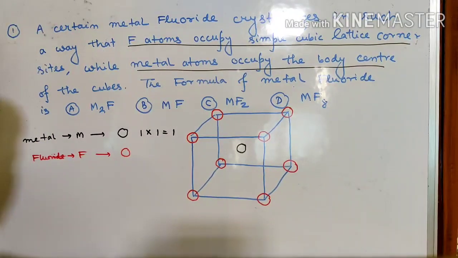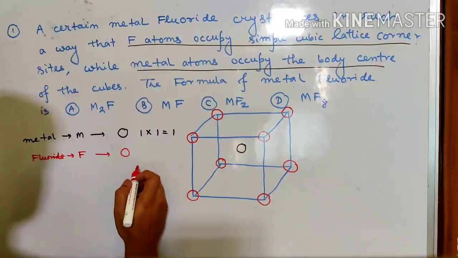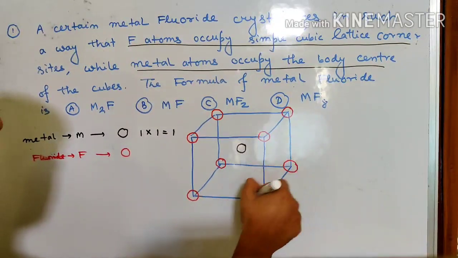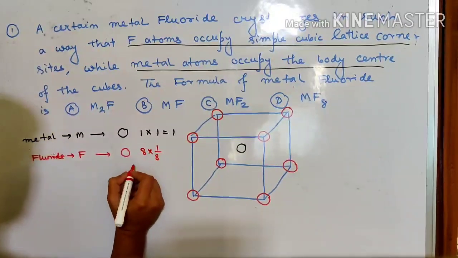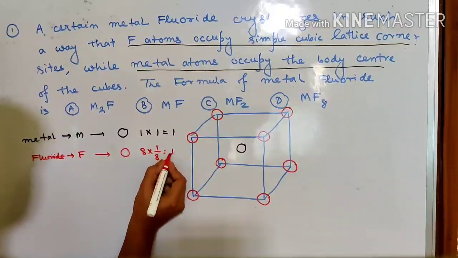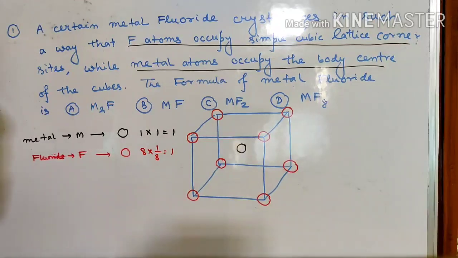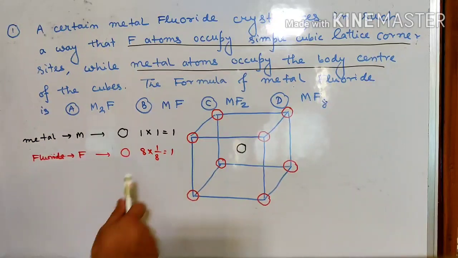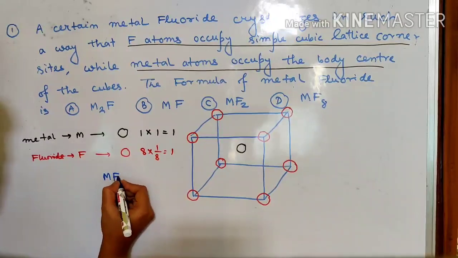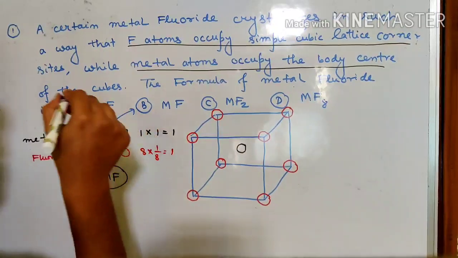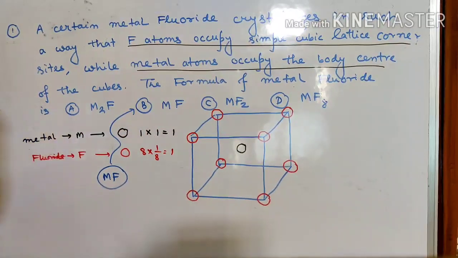And fluoride atoms, F atoms, it is at the corners. So there are 8 corner atoms. Individually it will contribute 1 by 8. So it is 1 also. So you can see the ratio is 1:1, right? We have solved similar type of problems earlier also. If the ratio is 1:1, the formula should be MF, which is this one. So that is the correct answer.